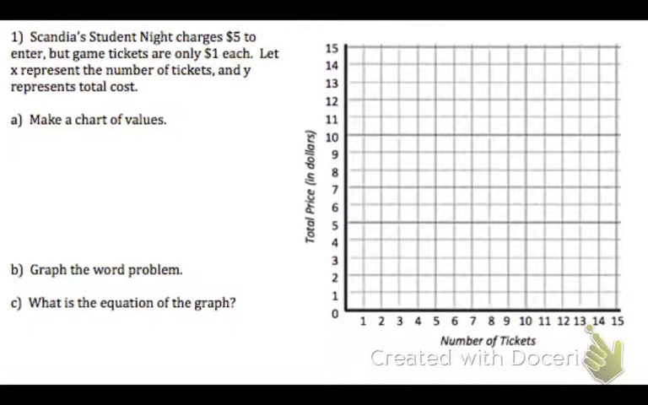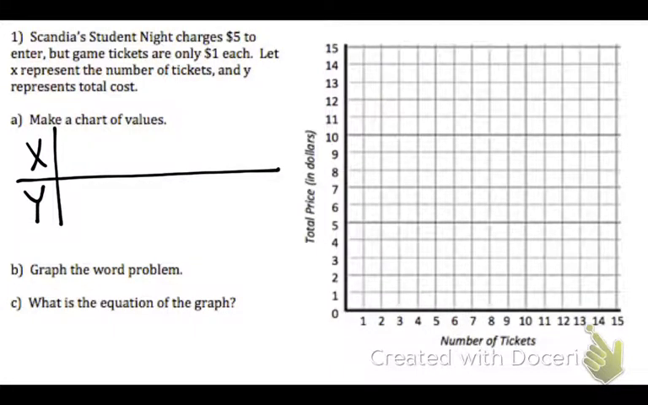Okay, so the word problem goes like this. Scandia Student Night charges $5 to enter, but game tickets are only $1 each. Let X represent the number of tickets and Y represent the total cost. So the first thing we need to do is make a table or a chart of values. So X is the number of tickets that you're buying, and Y is your total cost. So I want you to imagine going and buying tickets.